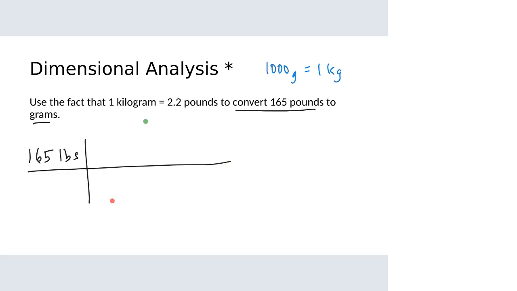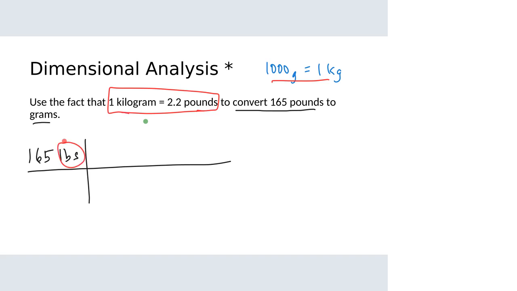What we're going to do is use unit fractions over here to convert that to grams. The first unit fraction we'll use, well, let's see. I need something that has pounds in it. I know this and I know this. One of those has pounds in it. That's this one here, so that's the unit fraction I'm going to use. 1 kilogram is 2.2 pounds.